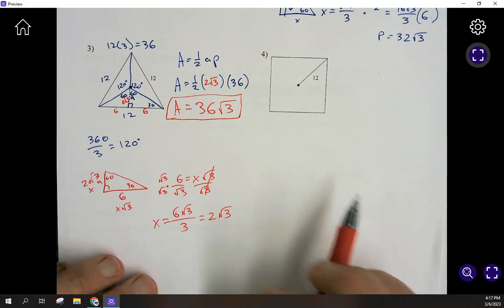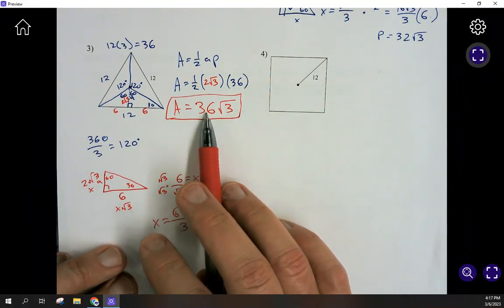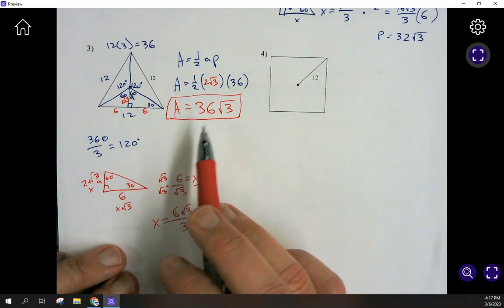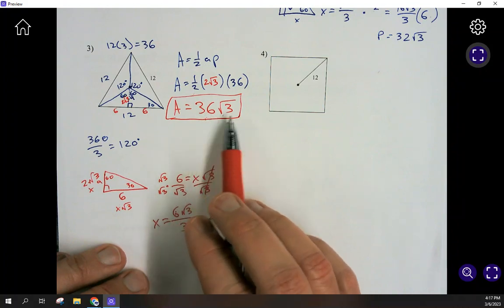So if it said round to the nearest tenth, you would actually plug this in your calculator, take the square root of 3, get that nasty decimal, times it by 36, you get another nasty decimal, and then you would just round it off to whatever it asks you to do. But we're leaving everything in exact form.